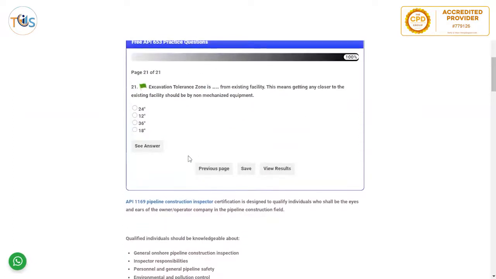Last question, excavation tolerance zone is, I think it's of existing facility. This means getting any closer to existing facility should be by non-mechanized equipment. I think it's 24 inch. So you see, you can flag this off.